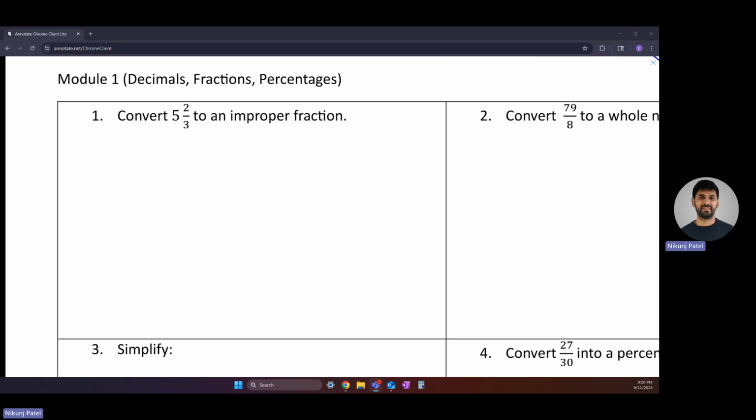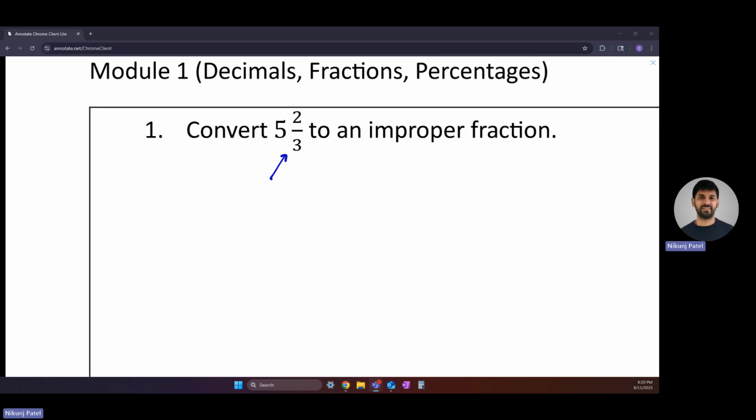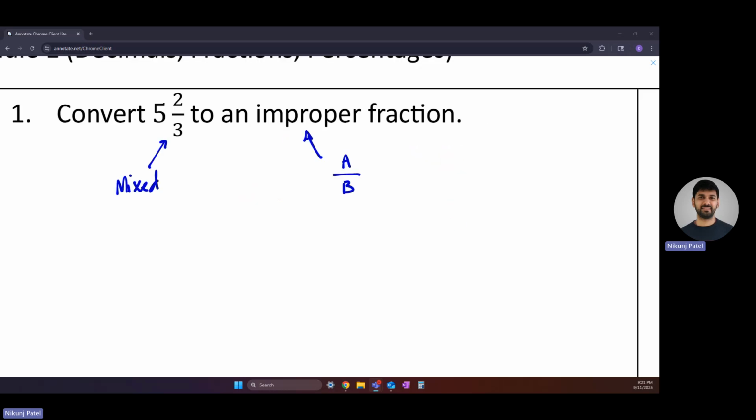So first off, this value right here is what we call a mixed number. It's because it's got a whole number and a fraction mixed together, or it's being represented that way. And an improper fraction is whenever you have a fraction that looks like a number over another number, a over b, where a is bigger and b is smaller. So I'm going to kind of write greater number over a lesser number.